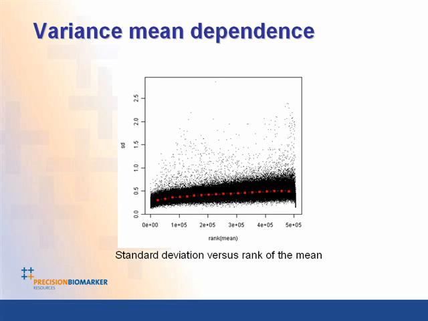And if it does, that means you're going to bias your analysis to seeing a lot of variance in highly expressed genes and probably missing some of the lower expressed ones. So by looking at the variance of mean dependence, the red dotted line, it should be fairly flat throughout the range of expression.